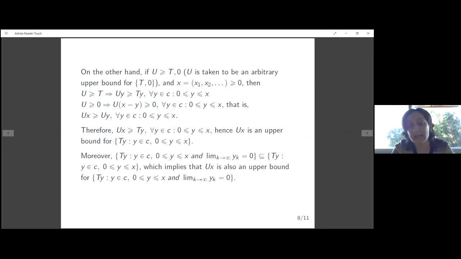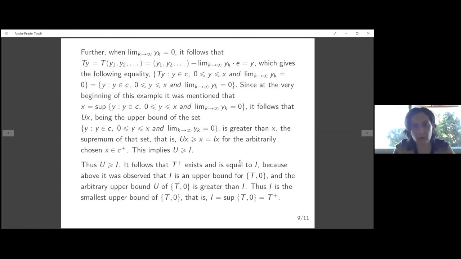But the set of TYs where Y is between 0 and X, and additionally the limit of Y is 0, is a subset of those TYs where Y is between 0 and X. So UX is also an upper bound for those TYs where Y is between 0 and X and the limit of Y is 0. Having this, we also observe that when this limit of YK is 0, then TY is equal to Y. This follows from the definition of the operator T. And then in this case, the set of TYs where Y is between 0 and X and the limit of Y is 0 is the set of those Y where Y is between 0 and X and the limit of YK is 0. But at the very beginning, it was observed that the supremum of this set, of those Ys between 0 and X with Y having limit 0, is X.